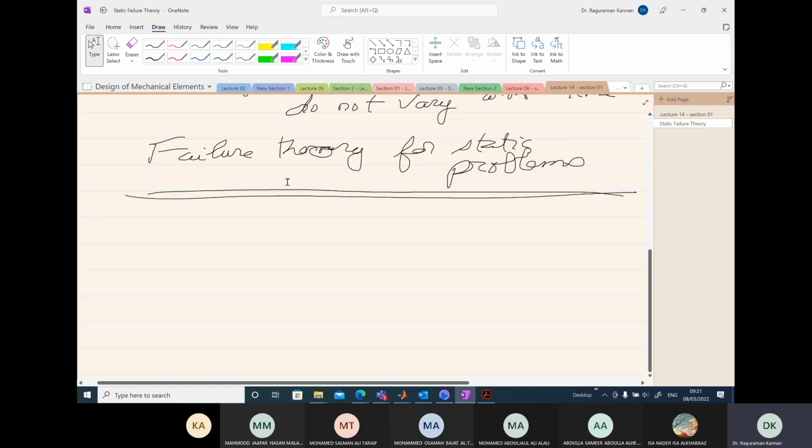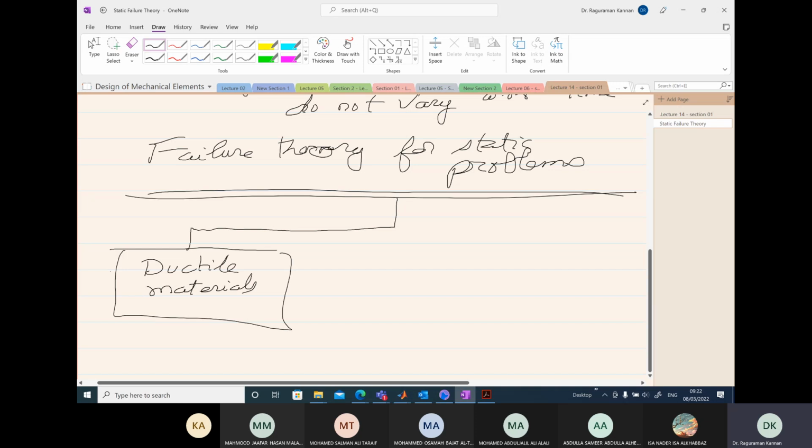Okay. Now in the static failure theory, I'm going to just provide a conceptual map. With this conceptual map, we are going to see how we are dividing it into different topics. The first topic is going to be on ductile materials. Failure theory on ductile materials. We are going to see a couple of failure theories, and then we will see failure theory for brittle materials.